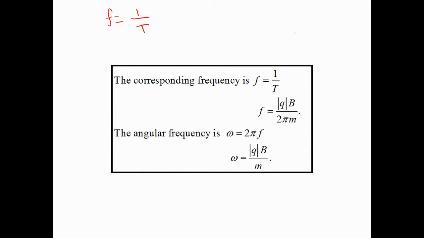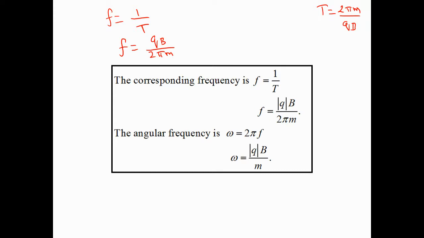And what is our time period, my dear? Just before, we found the time period formula, T, which is equal to 2 pi m over qB. Take this T, substitute here. So what will happen? My frequency is equal to qB divided by 2 pi m. So we will get this equation.